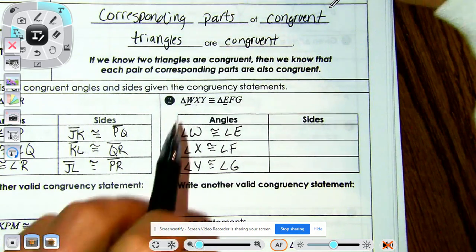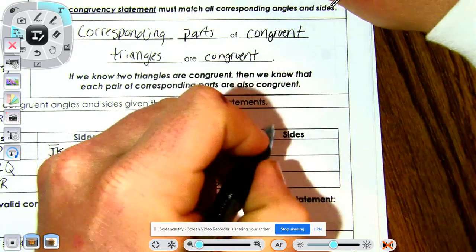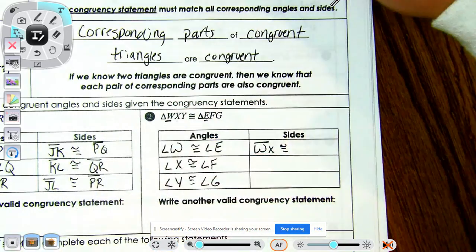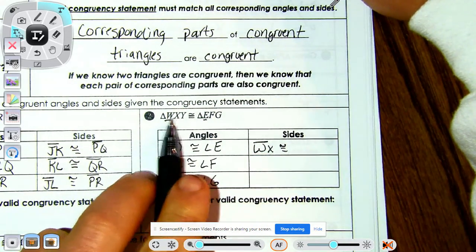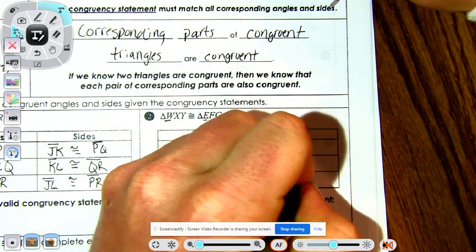For my first side, I'm going to find the first two letters, WX. What is WX going to be congruent with? It was the first two. Working strictly off the statement, it would be congruent to EF.